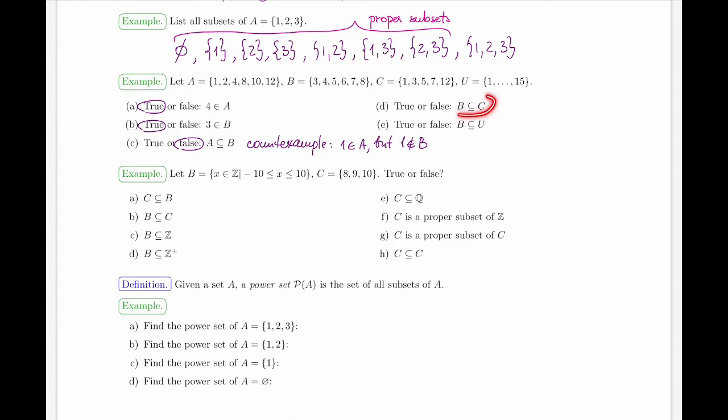Is it true or false that B is a subset of C? So B somehow fits inside C? No, we can see that that's still not true because, for example, 4 is in here, but 4 is not in there. So this is still false. Is it true or false that B is a subset of the universal set U? Well, yes, that looks like it's true because all of the elements of B are in fact between 1 and 15, which we assume this to mean.